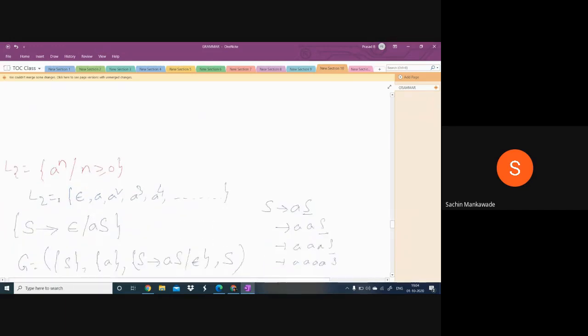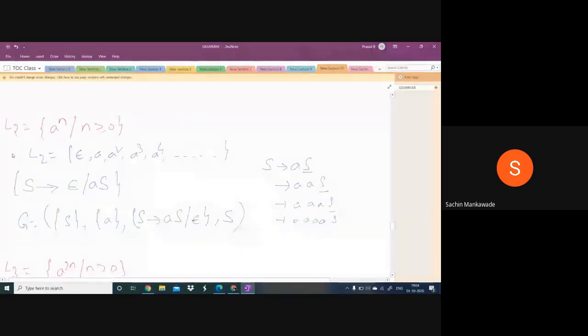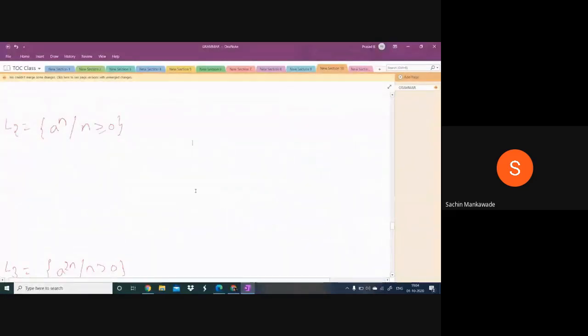Next, L2: A power N, N greater than or equal to 0. Did you copy this one? W C W transpose. Then L2: A power N. Then L3: A power 2N, N greater than 0.